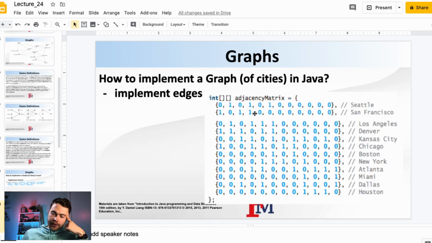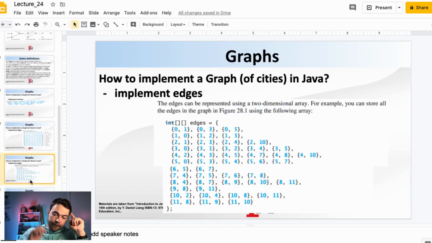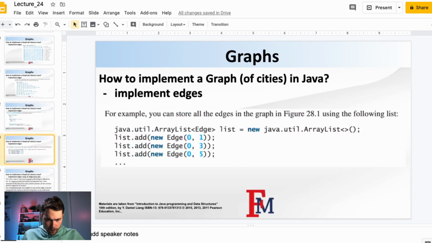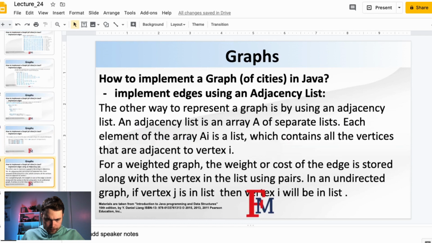So basically you go through this entire 12 by 12 matrix and put either 0 or 1 depending on whether you have an edge there, a connection. That's one way of doing that, and another way is the adjacency list.